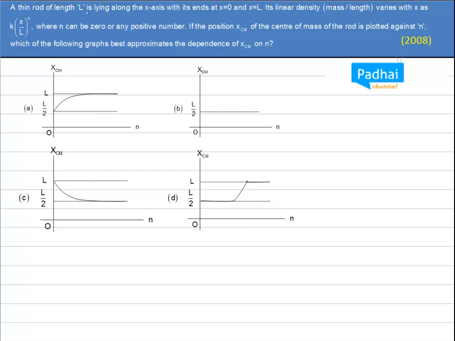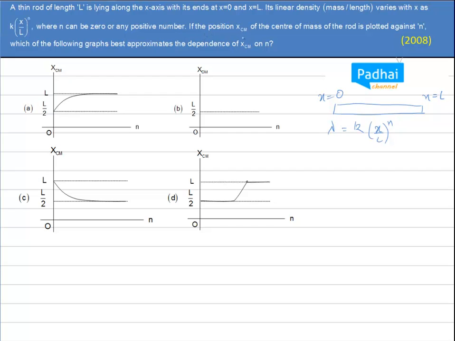A thin rod of length L is lying along the x-axis with its ends at x equal to 0 and x equal to L. Right, this is a rod. It is lying at x equal to 0 and the other end is at x equal to L. Its linear density lambda, which is mass per unit length, varies as k into (x by L) whole raised to power n, where n can be 0 or any positive number.